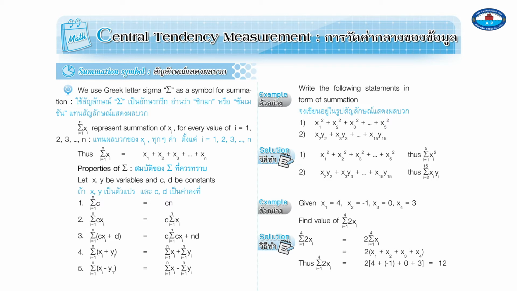5. Summation of xi minus yi for every value of i equals 1 through n, equals the summation of xi for every value of i equals 1 through n, minus the summation of yi for every value of i equals 1 through n.